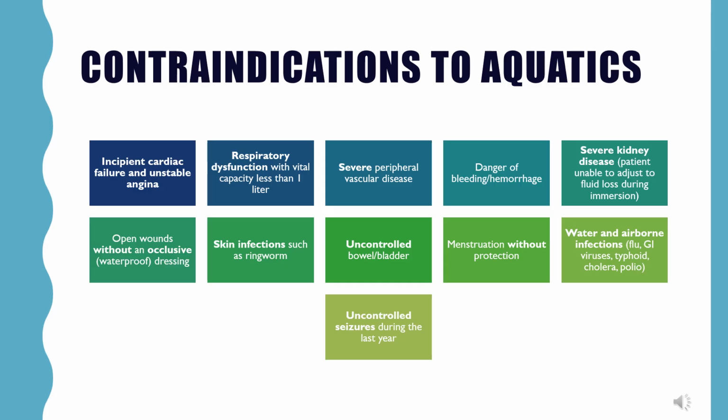As for contraindications to aquatics, these are going to be our patients that we are absolutely not putting in the water, that this is not going to be a good intervention for them. So these are going to be patients with incipient cardiac failure and unstable angina, respiratory dysfunction with vital capacity less than 1 liter, so they have severe respiratory dysfunction, severe peripheral vascular disease, danger of bleeding or hemorrhage, severe kidney disease because these patients are unable to adjust to fluid loss during immersion in the water. The hydrostatic pressure influences the changes in body and kidney function.